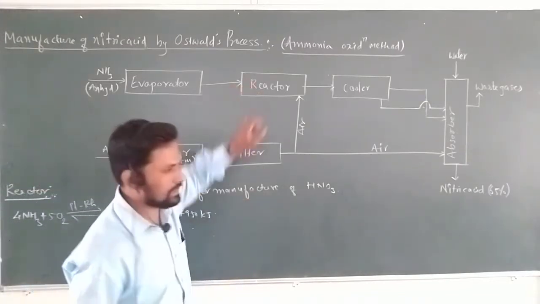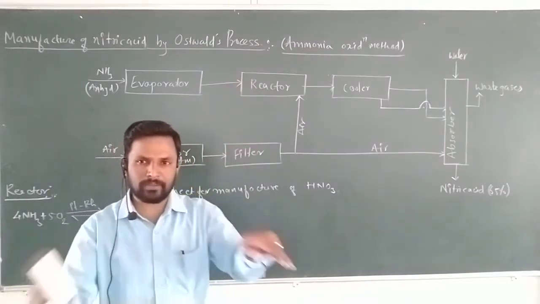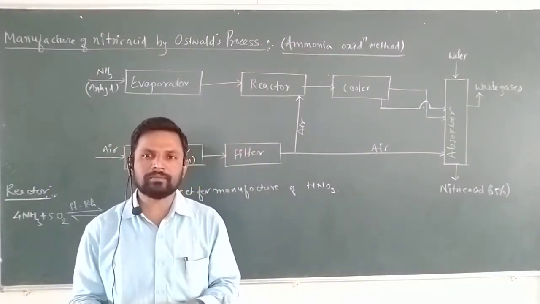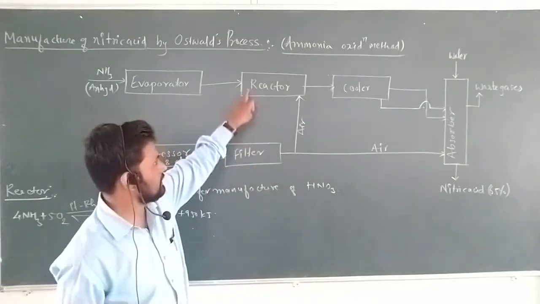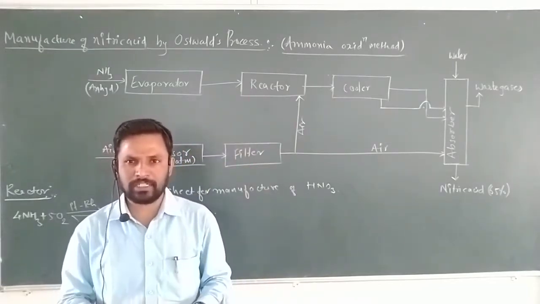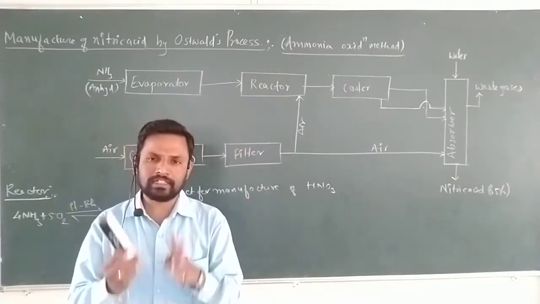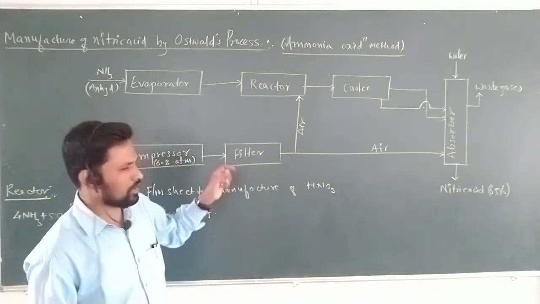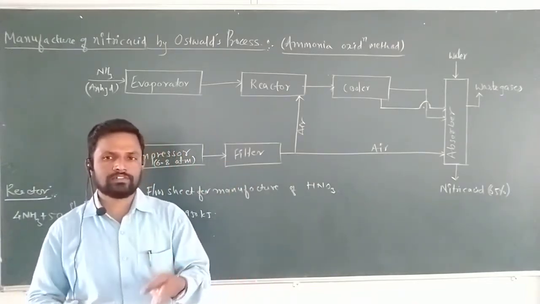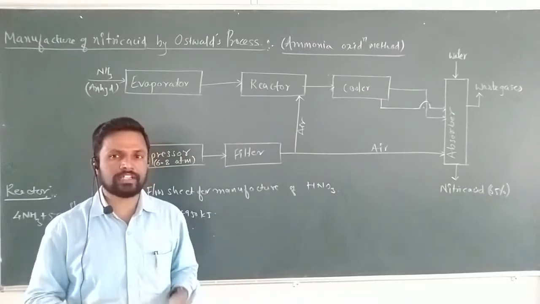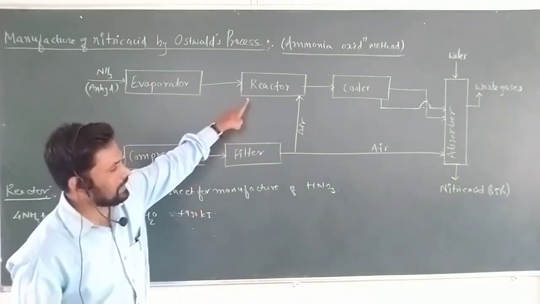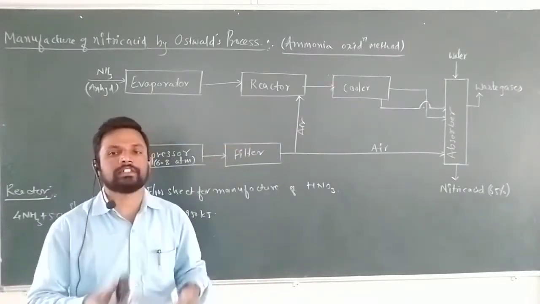Now see here the reactor, what is the reactor? The reactor is made up of a nickel and chromium container. It is a container made up of nickel and chromium stainless steel, approximately 6 to 7 feet in height and 16 inches in diameter, where the platinum and rhodium catalyst is situated.